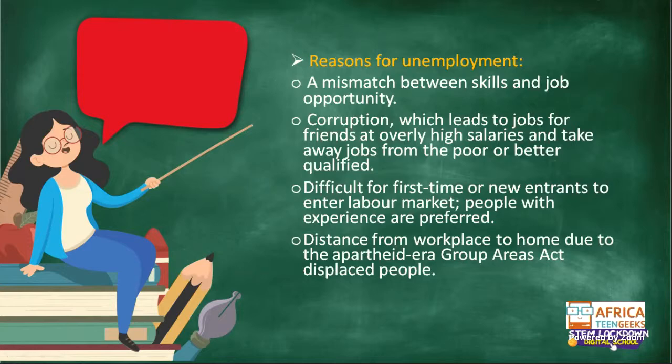And then distance from workplace to home, due to the Apartheid Era Group Areas Act, which displaced people. So basically, if you notice how townships and rural areas, like how our town plans are designed, townships are very far away from the CBDs, the central business districts where you have the service providers, the retailers, and the Home Affairs, the Social Development departments, the Labor departments, the CCMAs. They're all in town, and they're all very far away from the people.